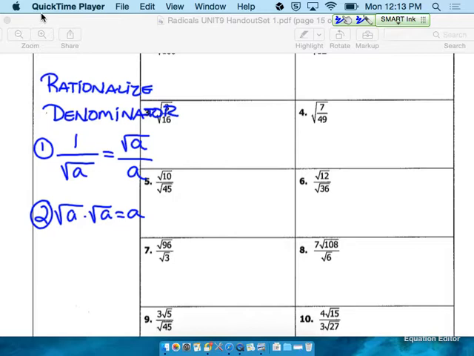Let's look at a problem like number 4. This could be simplified as 1 over 7, and that is the square root of 1 over the square root of 7. The square root of 1 is 1, and radical 7 remains radical 7. A fraction is considered not completely simplified if a radical, an irrational square root, remains in its denominator.